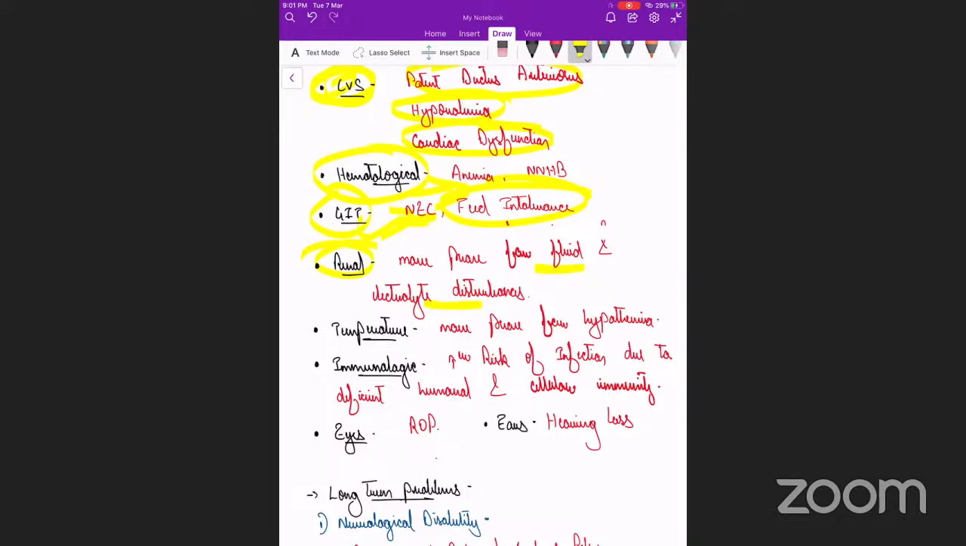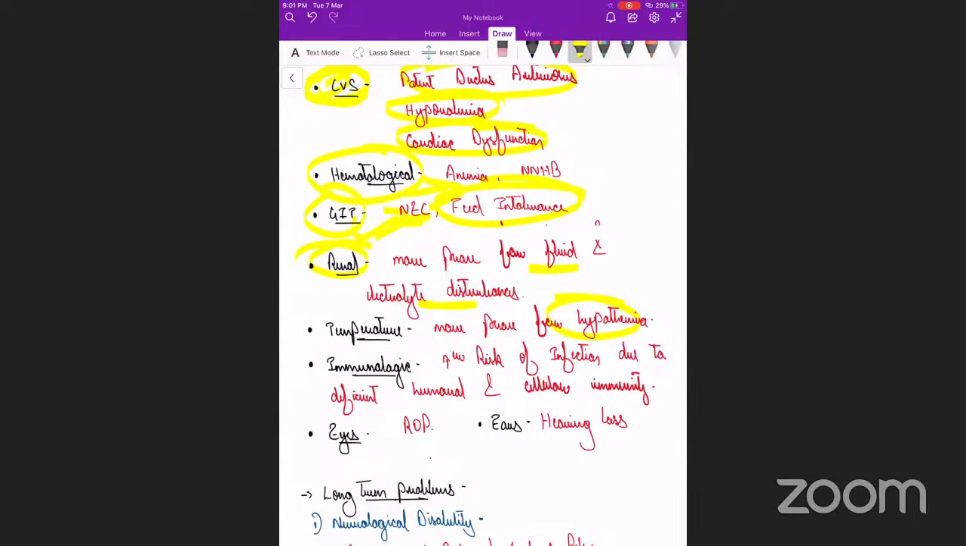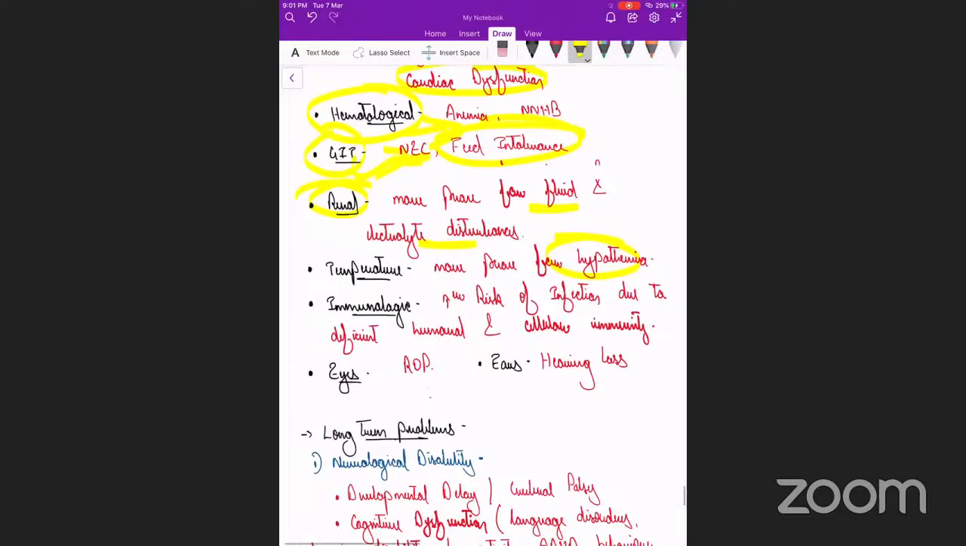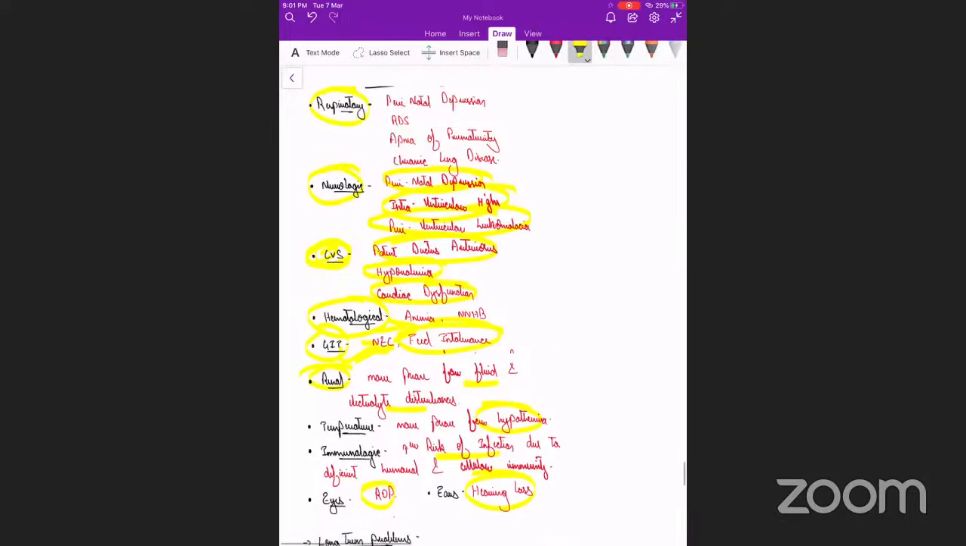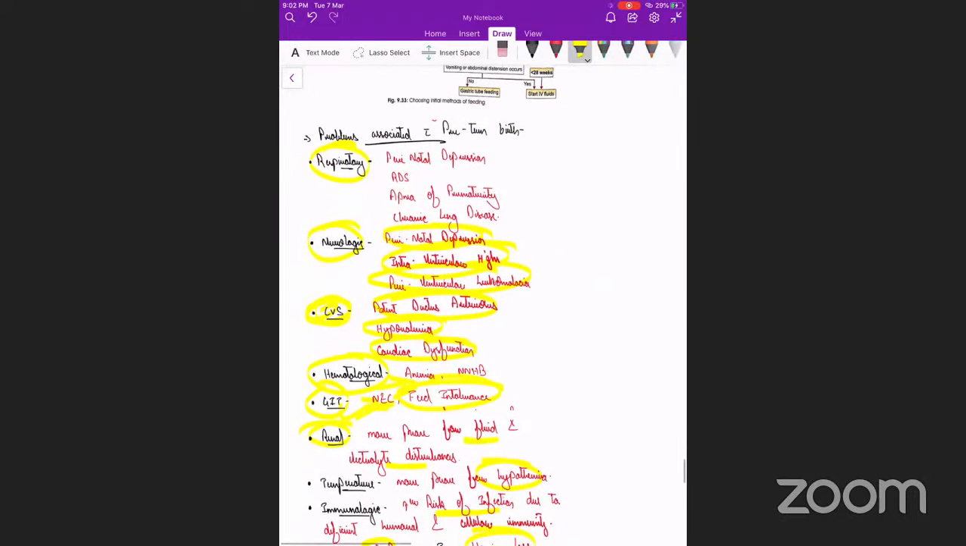Fluid and electrolyte disturbances, they are more prone for, okay, they're more prone for hypothermia because of smaller surface area. And so there will be increased heat loss. Fine. And immunologically also they are not developed. So they are at increased risk of infection. So early onset sepsis rates are higher in these newborns. Okay. Eyes, retinopathy of prematurity, and ears, hearing loss. Right. So these are the problems associated with preterm births we have seen and we have gone systematically.